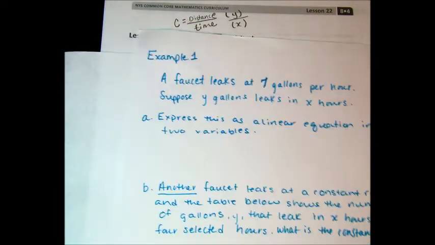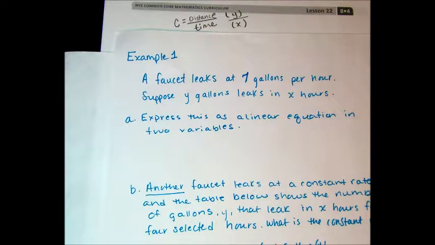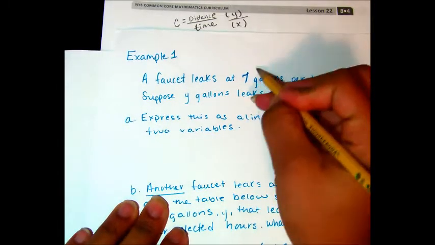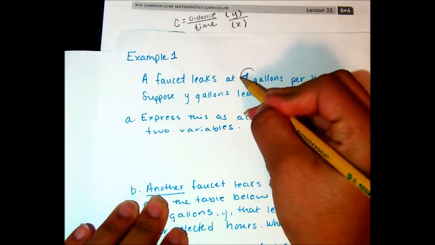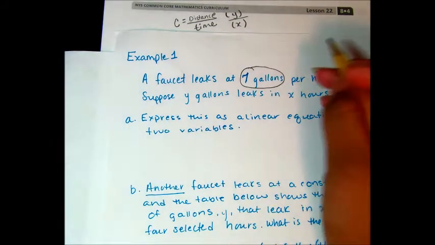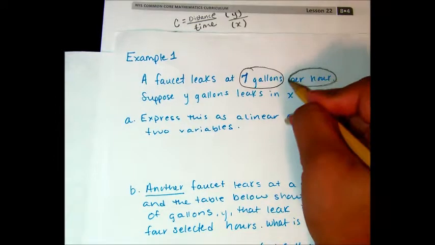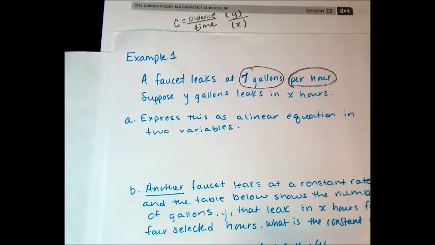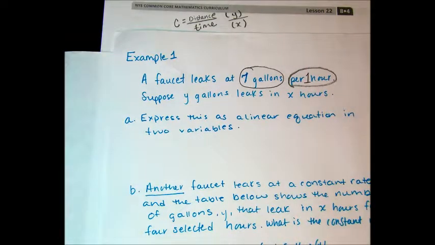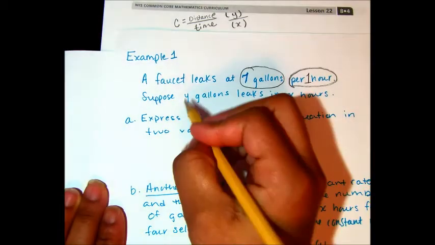Let's start with our first example. Example 1 says a faucet leaks at 7 gallons per hour. Remember, we use cubes to circle important numbers. I'm going to go ahead and circle 7 gallons. I'm going to bring the units with it, per hour. I don't see a number there, but I know per hour means 1 hour, so I'm going to insert a 1 there. Suppose y gallons leaks in x hours.